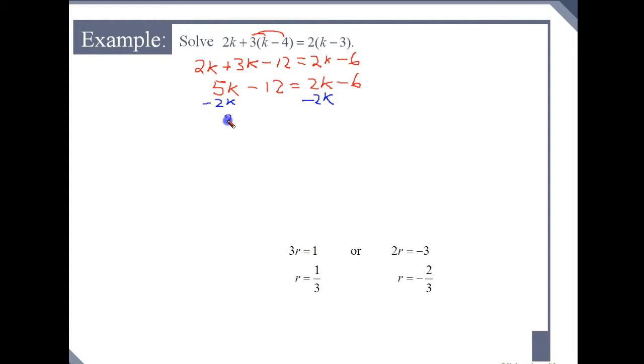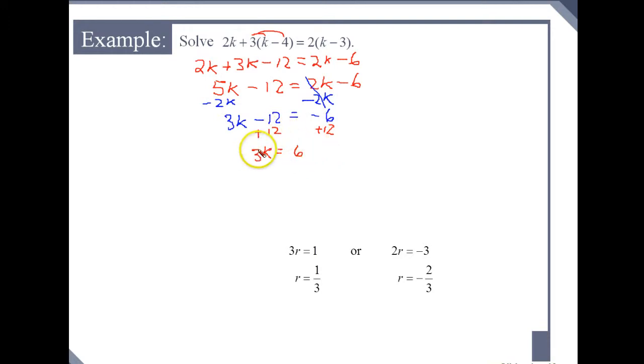Now this side becomes 3k minus 12 equals a negative 6. Here the k's cancel out. I'm left with a 0. Now I want to get this to this side, so I'm going to add 12, add 12. So I get then 3k equals 6.